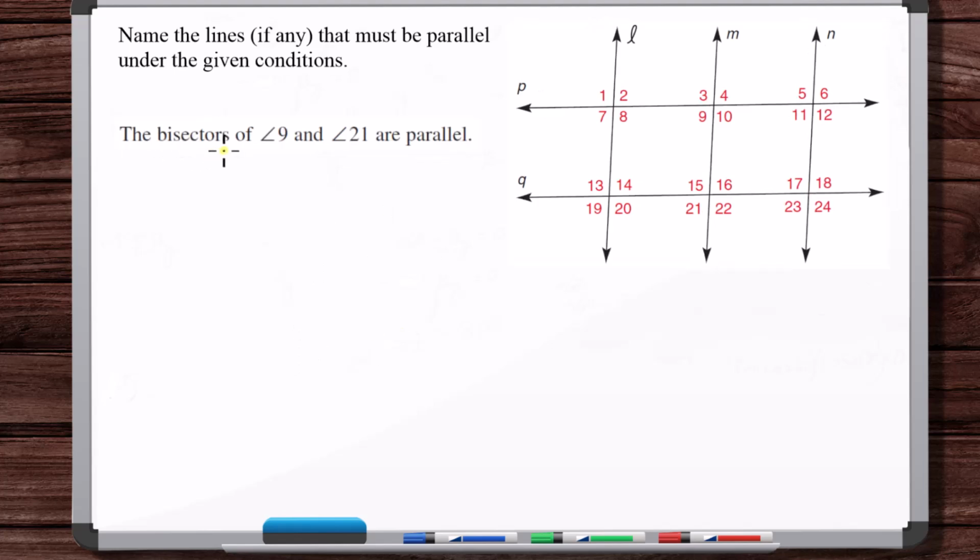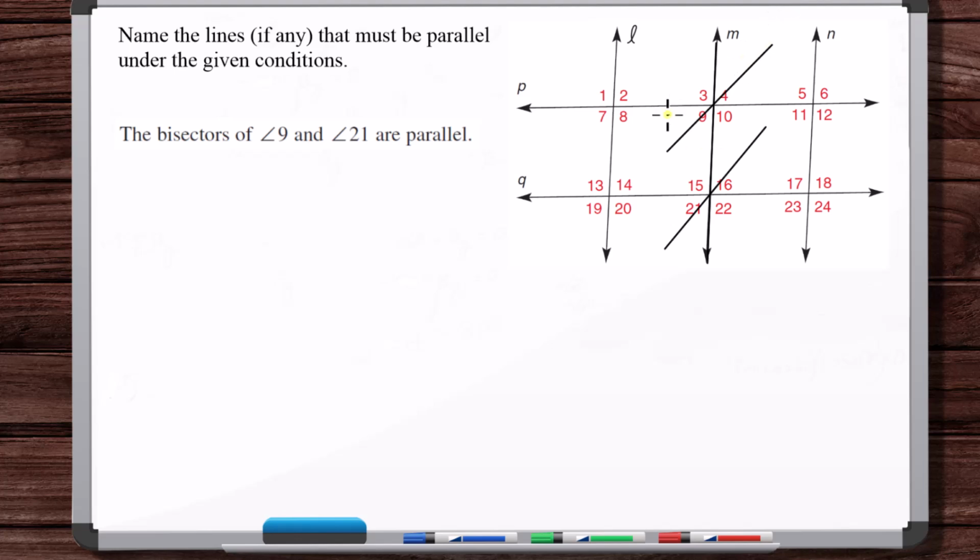Okay, the bisectors of angle 9 and angle 21 are parallel. So if we think about the bisectors of these angles, those two lines are parallel. So we can see those two parallel lines are going to be cut by the transversal M. Let's put that in so we can see it clearly.